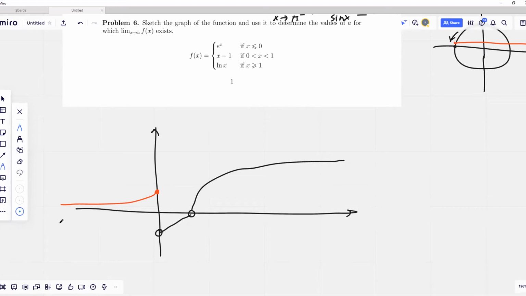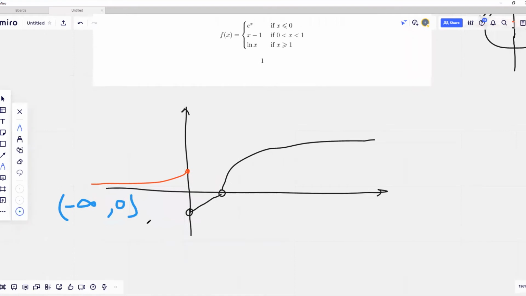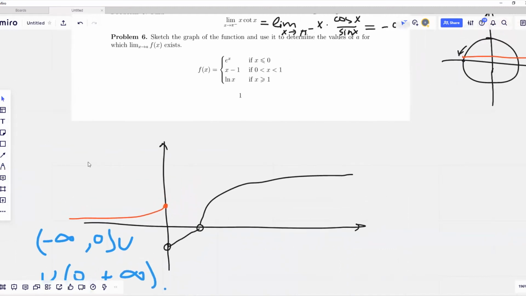So on the interval from minus infinity to 0, since at point 0 our limit doesn't exist, we are going to exclude that point. Union from 0 to plus infinity. Okay.